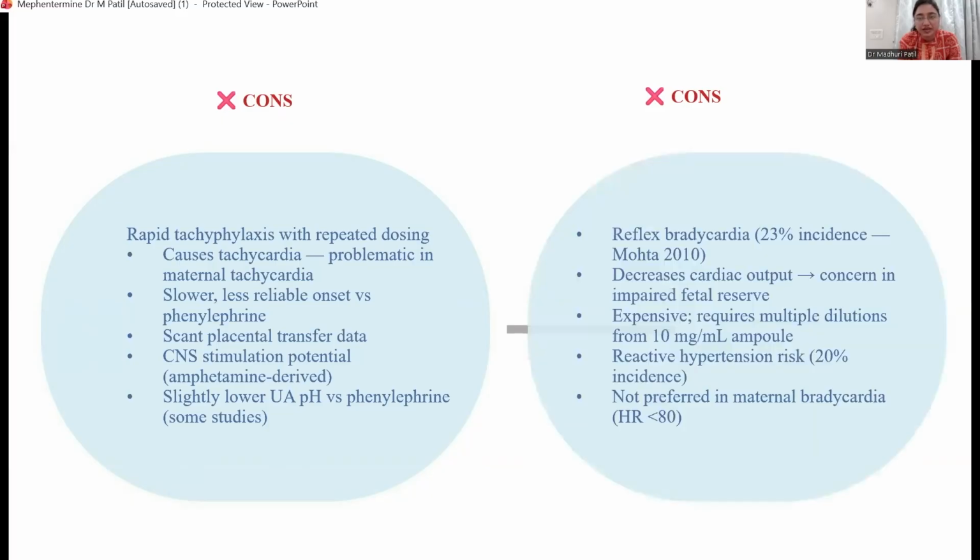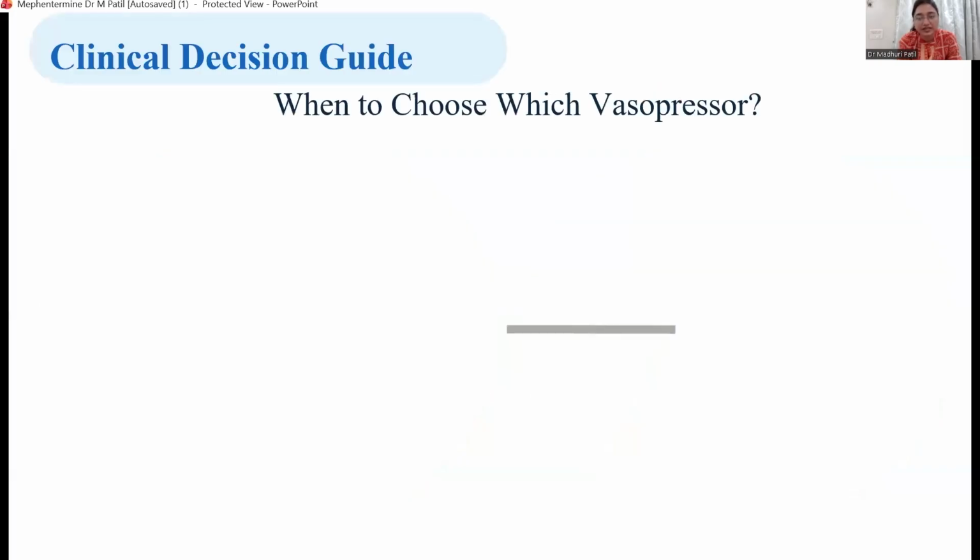What are the cons of phenylephrine? It causes reflex bradycardia; 23% incidence of bradycardia can be seen according to Mota 2010 studies. It may cause a decrease in cardiac output. It is an expensive drug. Multiple dilutions from the 10 mg per ml ampule are needed, though recent vials don't need multiple dilutions now. Reactive hypertension risk has a 20% incidence, and it is not preferred in maternal bradycardia, heart rate less than 80.